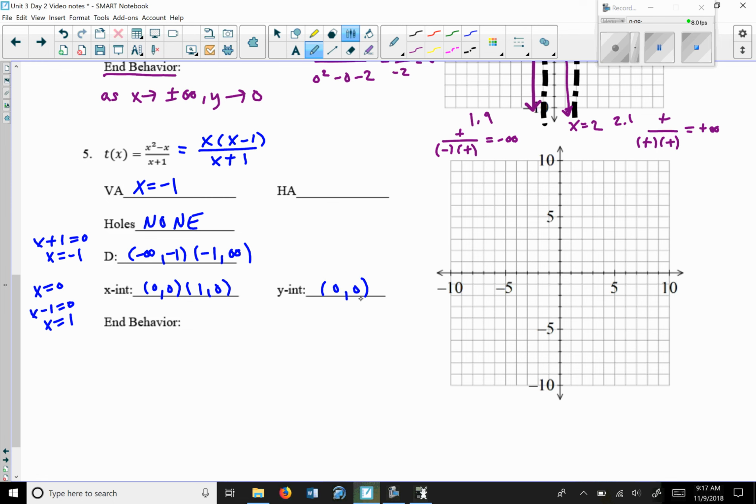But again, you can always use your factored form or your original equation to find the y-intercept by plugging 0 in for x if it helps you to see. We would get 0 over 1, which is just 0.